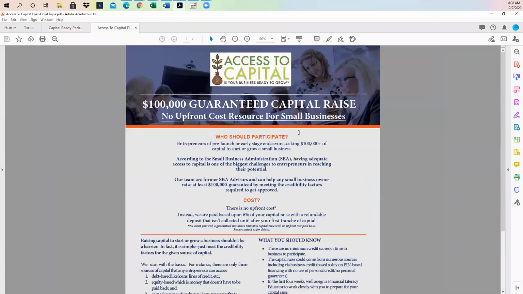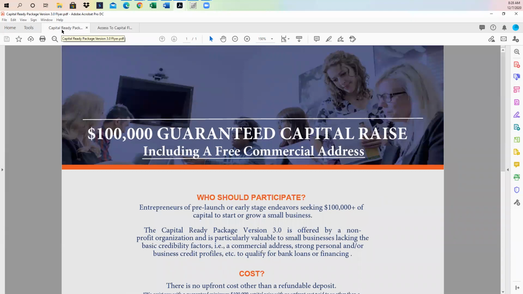Now, again, they'll still get the $100,000 capital raise. They're still going to go through the 4-week curriculum. They'll still have a performance fee. I didn't mention that, but the performance fee is the same on both. But what they're not having to do is come up with any upfront money on access to capital, where they do pay the deposit. Last thing, and then I'll open it up. And I think this is what Mark's thinking.